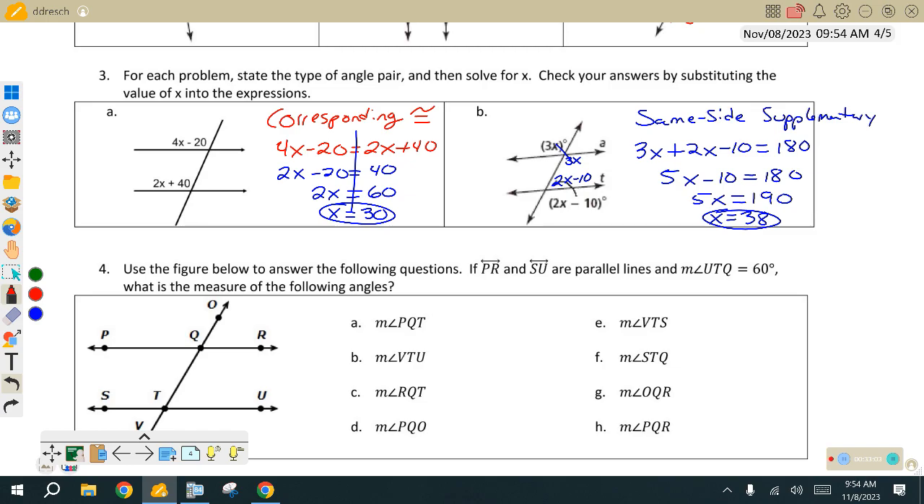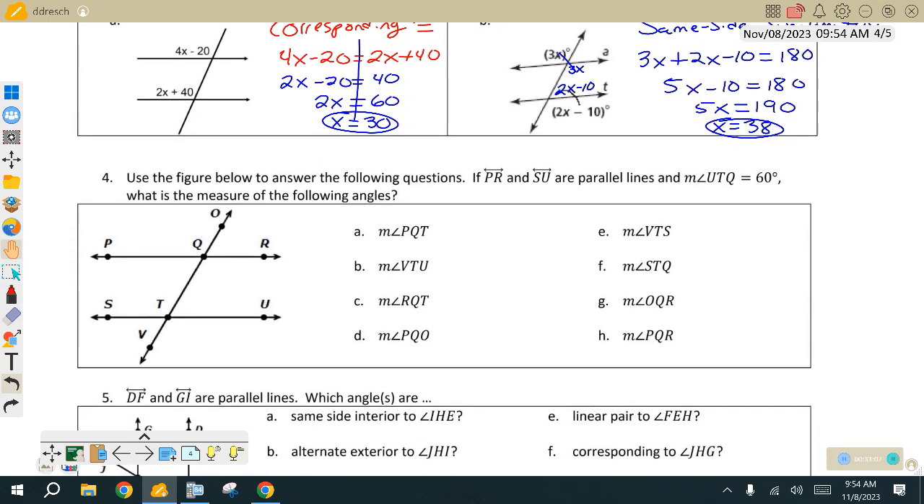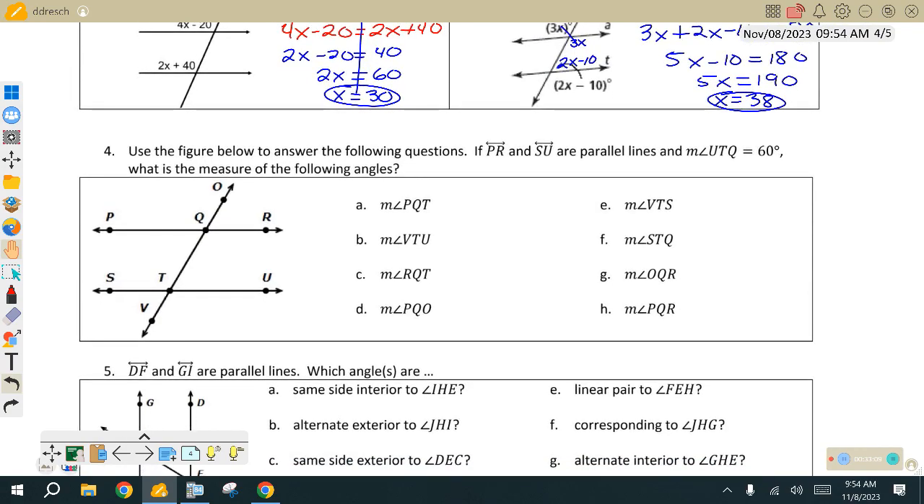All right. They say that we got parallel lines here. PR and SU are parallel, and go find it out. Go put that into your picture. This brings back in our angle vocabulary, our naming of angles. Go find UTQ and label that 60 correctly.